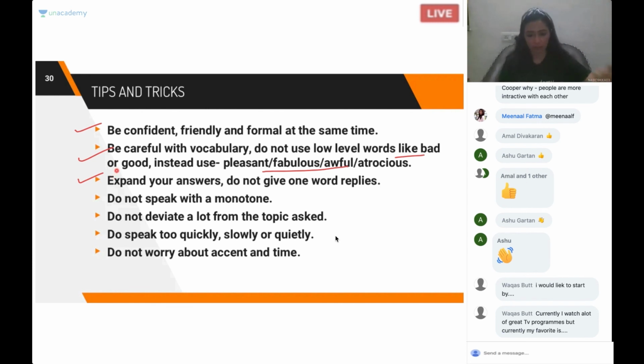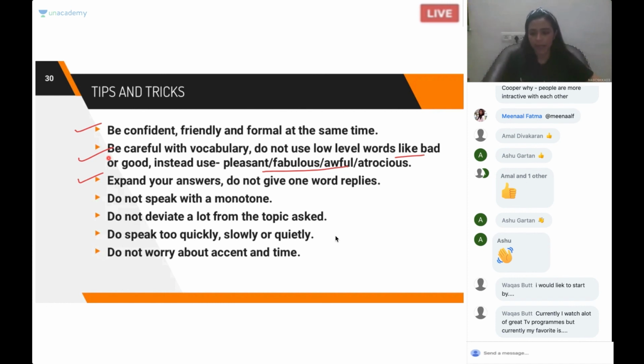Do not give one word replies. Make sure you do not do that. For example, if they ask, did you have good food? Never end by saying no or yes. They're actually not interested to know if you had good food or not. They're just trying to test your language. So speak more elaborately on that.